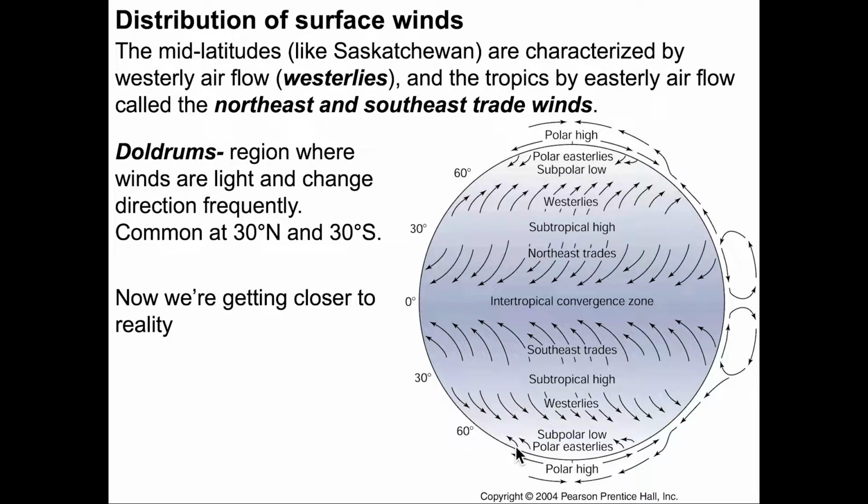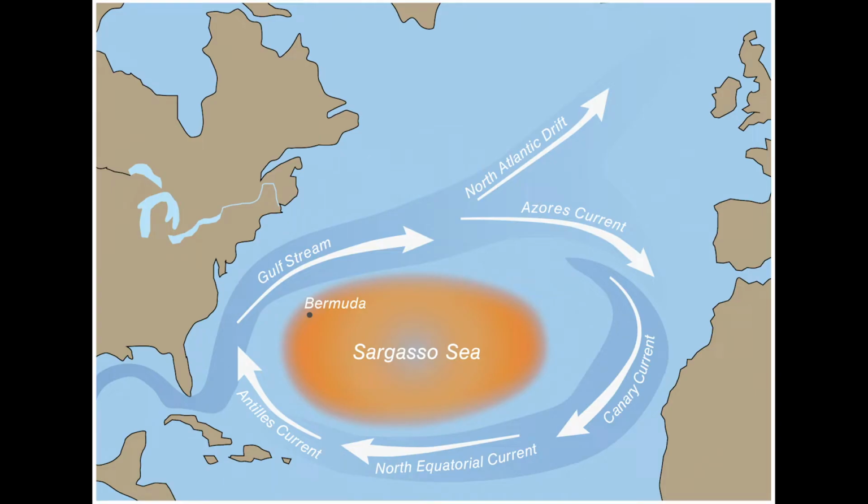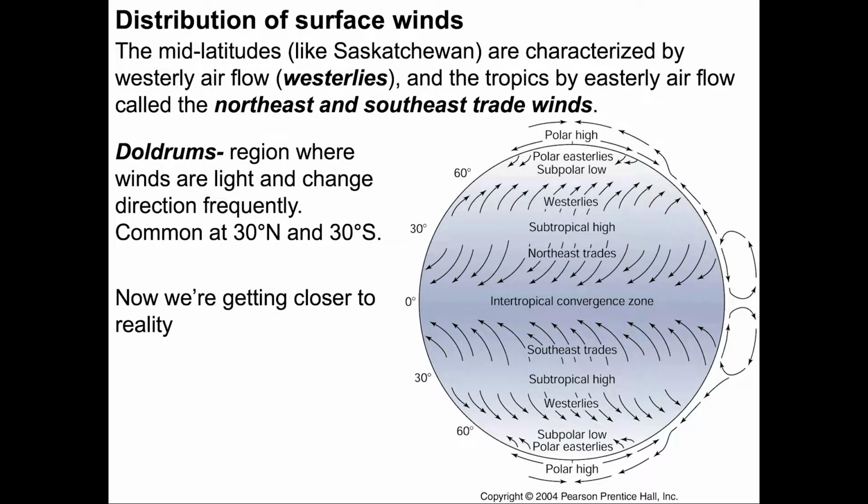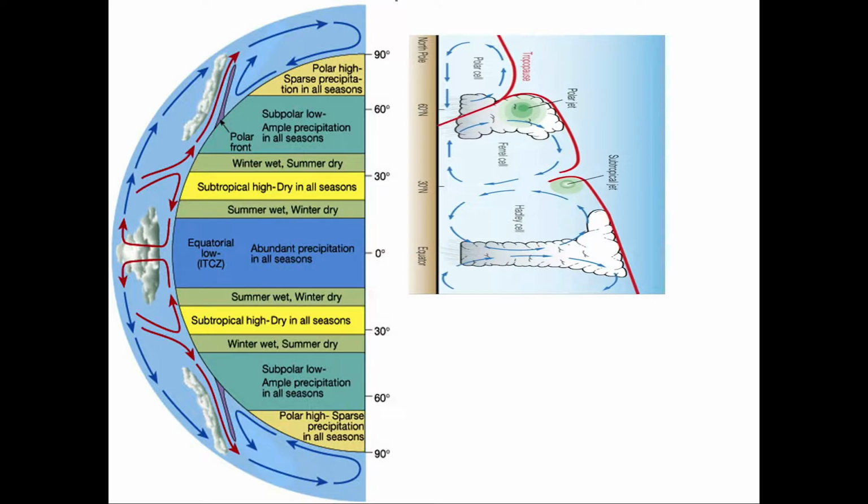One of the more famous locations, if we had the continents pasted in here, North America sitting here, would be the doldrums located off to the southeast of the United States, a place called the Sargasso Sea. In this location, the winds blow very lightly, if at all, and we get large accumulations of sargassum, a particular type of seaweed.